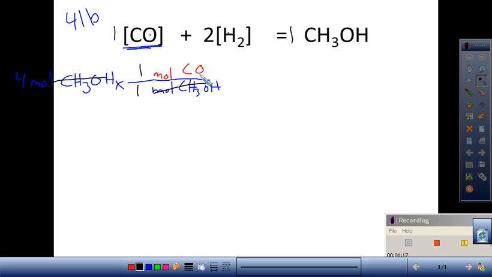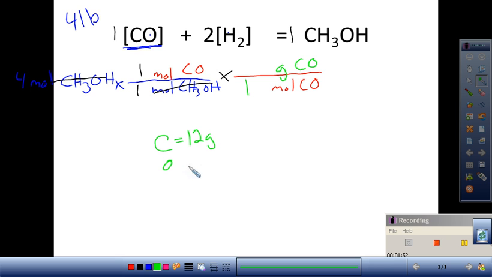But the question says calculate the grams of my reactant. So I need the grams of CO. So I got to go another step. So I'm going to take my given here, the stuff I don't want, put it up here. Now what can I change moles to? Well, I can always change moles to grams. It's always the same chemical, moles to grams. It's always 1 mole.